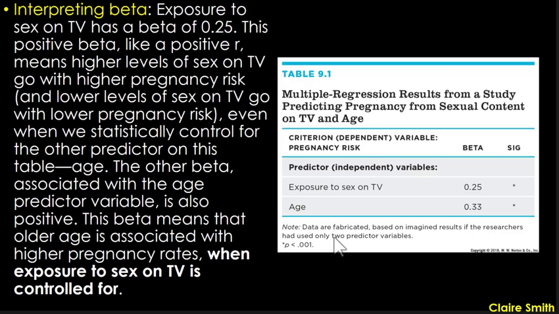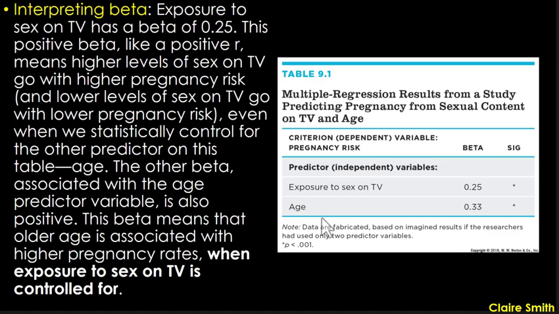Okay, so I know this is a lot of text, but interpreting beta. Similar to R values, positive means there's a positive correlation, and the closer to 1 the number is, the stronger the relationship is. So in this case, age would be a stronger predictor of pregnancy risk than exposure to sexy TV, right? Because this is closer to 1 than that. And again, beta is looking at the relationship when you're controlling for the other variables on this regression chart.